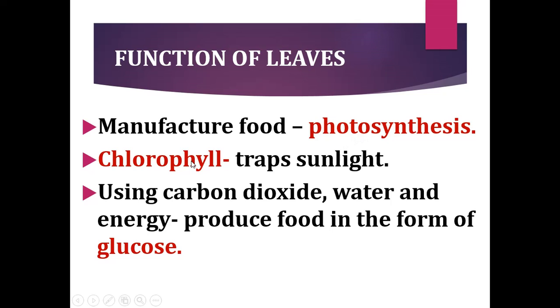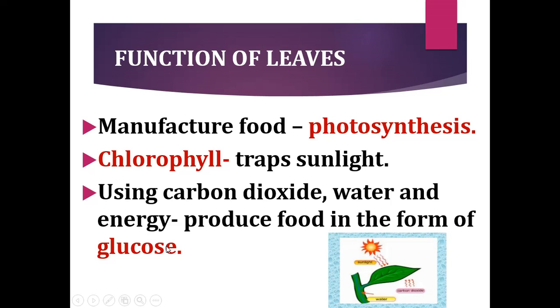So here chlorophyll is present. Chlorophyll is the green pigment which is present in the leaf. It will trap sunlight, and using carbon dioxide, water and energy, leaves produce food in the form of glucose. So here you can see in the picture the process of photosynthesis. The leaf will trap sunlight with the help of chlorophyll, and carbon dioxide and water will be used to produce food in the form of glucose.